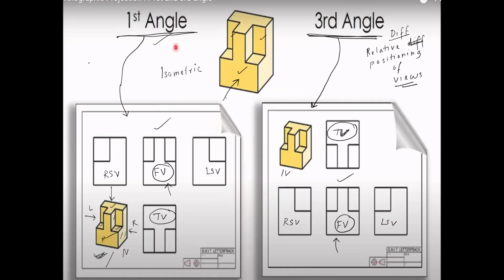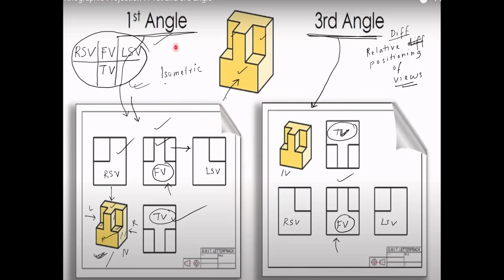Please study the relative positioning of the views in the first angle system. Study it from here. We have front view somewhere, and below the front view, we have the top view. You see, below the front view, we have the top view. And on the right-hand side of the front view, we have the other side view, that is the left-hand side view. And on the left-hand side of the front view, we have the other side view, that is the right-hand side view. So this is the relative positioning of the views in the first angle system.